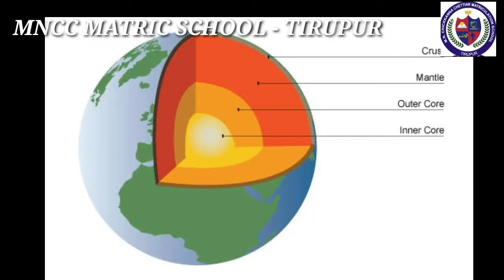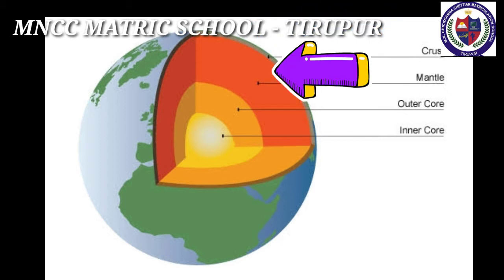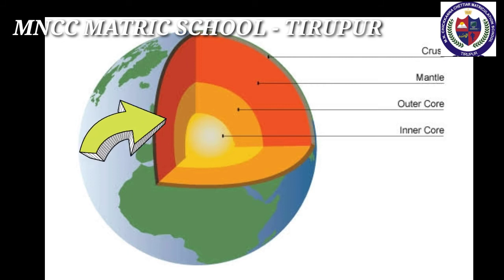The structure of the earth may be compared to that of an apple. The earth too has layers like an apple. The earth has three concentric layers. They are the crust, the mantle and the core.